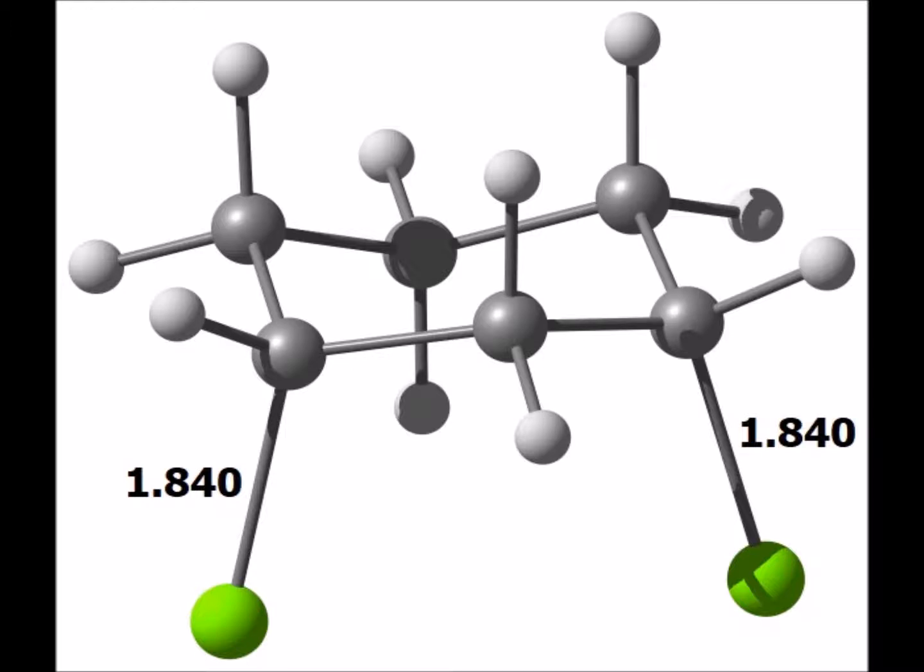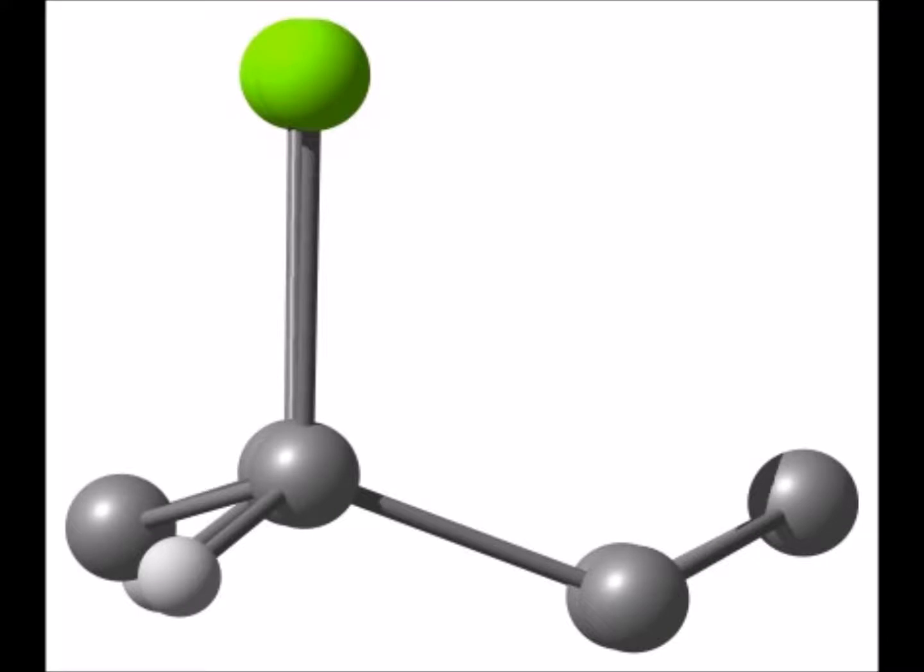Here is the cis 1,3-dichlorocyclohexane, but now the two chlorine substituents in lime green are in axial positions. As we have been doing, we now look at a trimmed side view for the cis 1,3-dichlorocyclohexane with the two chlorine substituents, each in the axial position, one eclipsing the other, so it looks like there's only one there, but the other one is directly behind it.